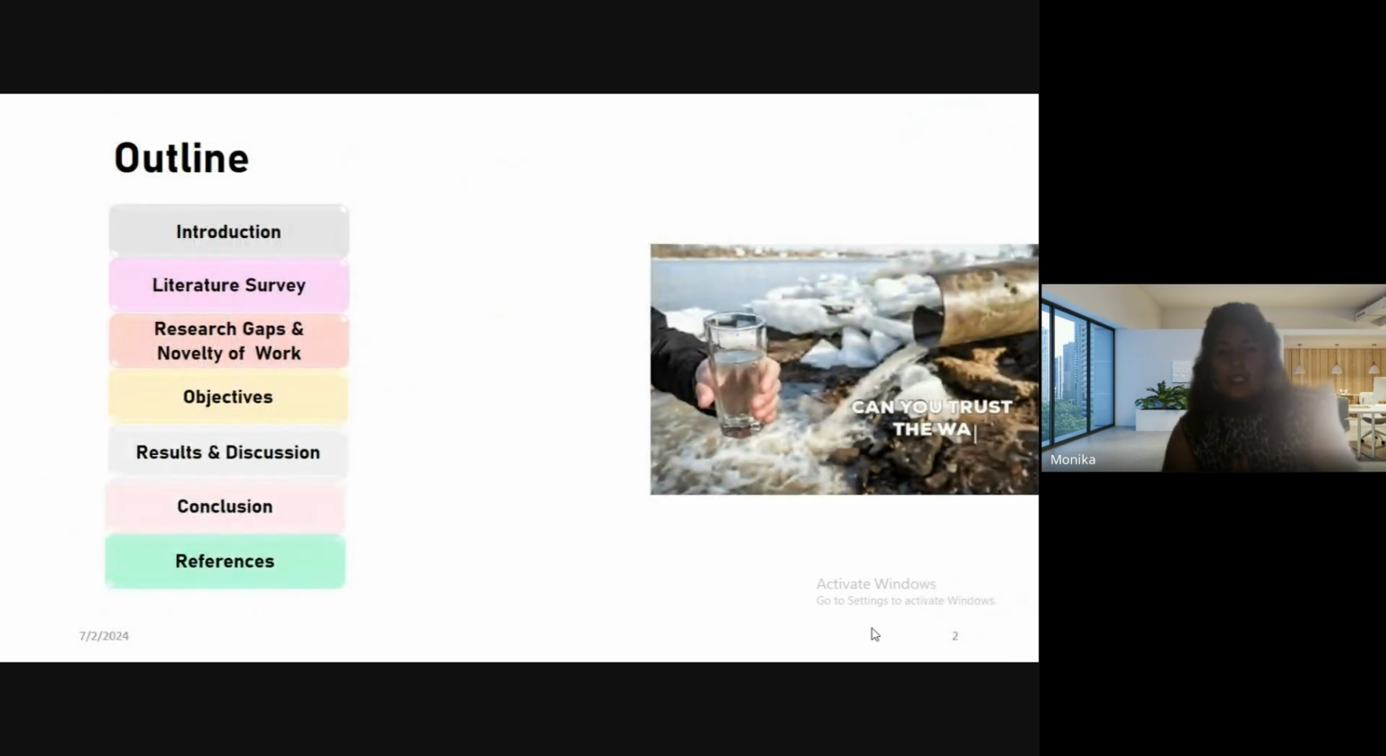These are the outlines that I will cover today, starting with the introduction, then literature survey, research gaps and novelty, objective, results and discussion, conclusion, and references.